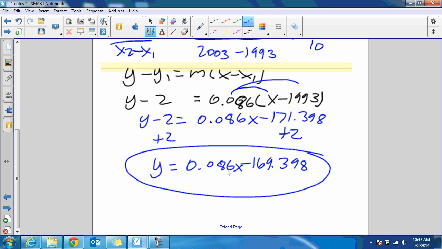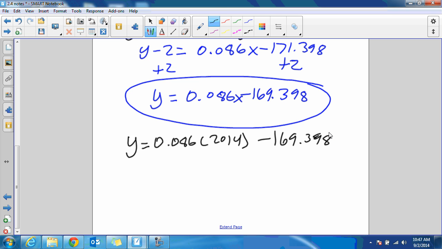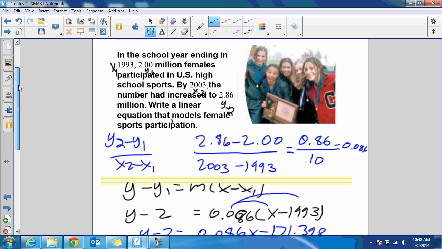All right, let's say we wanted to do 2014. You don't have to do this part, but let's just say you did 2014. So you get y equals 0.086 times 2014 minus 169.398. So if we did that, we would get 3.806 million, because any answer you get, you've got to attach a million girls participating in sports. So a lot in 2014.